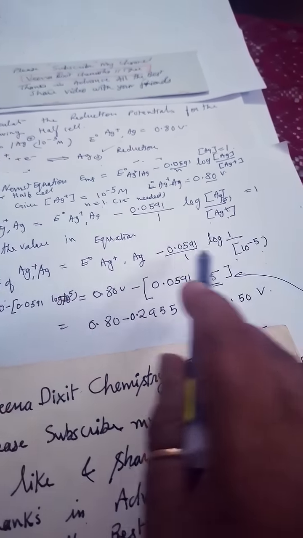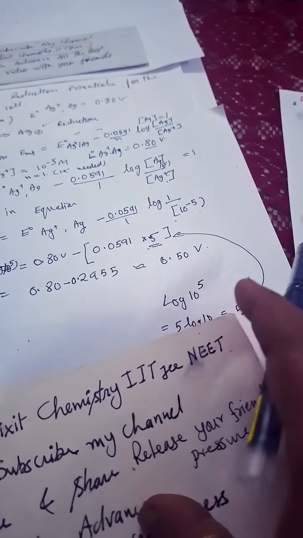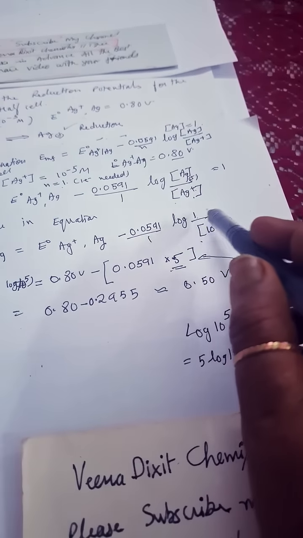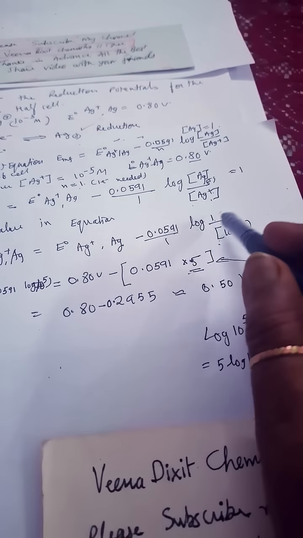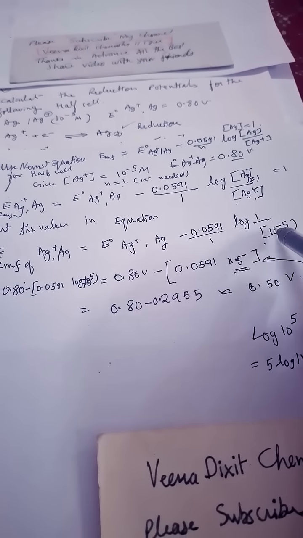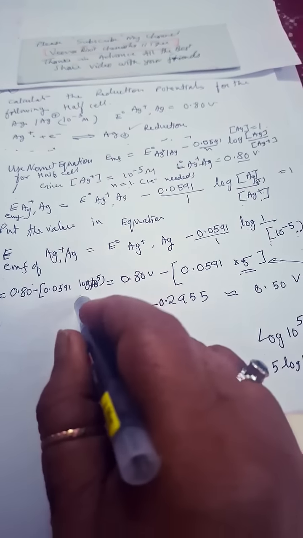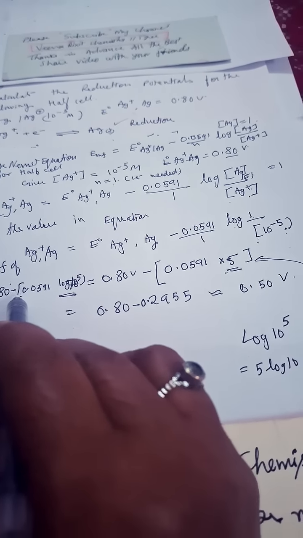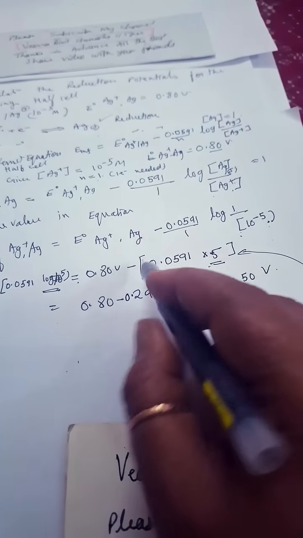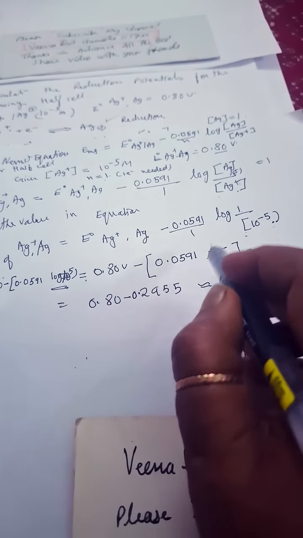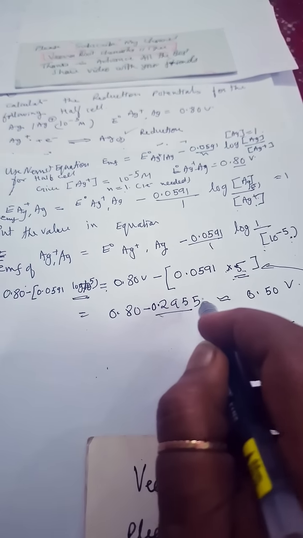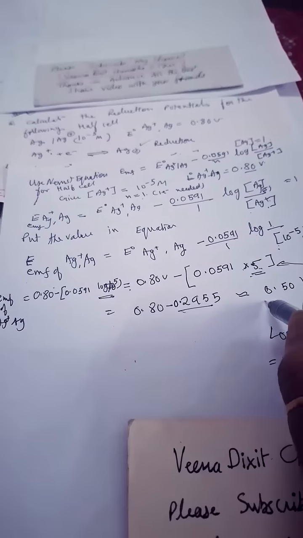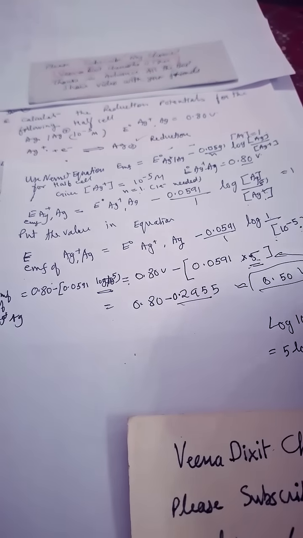Now we put all these values, and we see that here it is log of 1 upon 10⁻⁵, so it will become 10 to the power plus 5. Now here 0.80 minus, put the value, you will see it is multiplied by 5, the answer will be 0.2955. When you subtract it, you will get 0.50 volt. This is the correct answer.